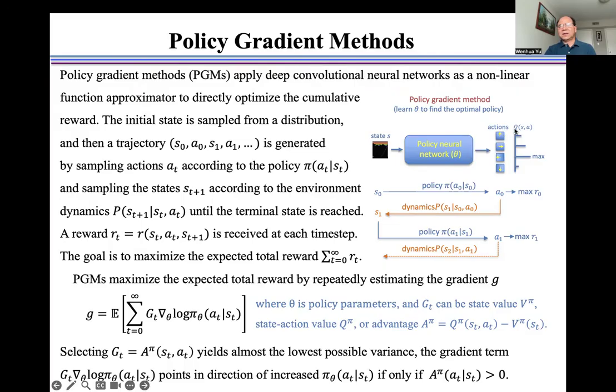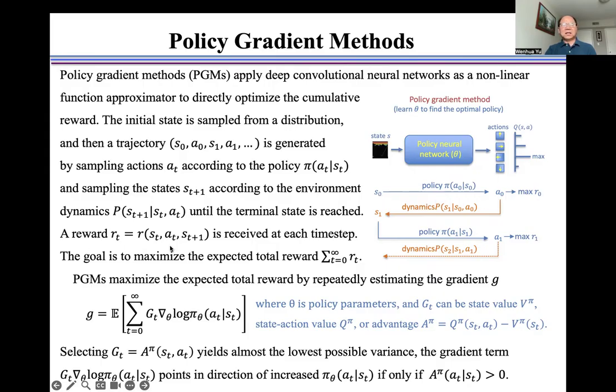This is a state action function. The initial state is sampled from a distribution, and then a trajectory is generated by sampling actions a_t according to the policy pi, and sampling the states s_t+1 according to the environment dynamics P until the terminal state is reached. As shown here, this is the policy pi, this is the environment dynamics, this is the initial state, this is the action, and this is the reward.